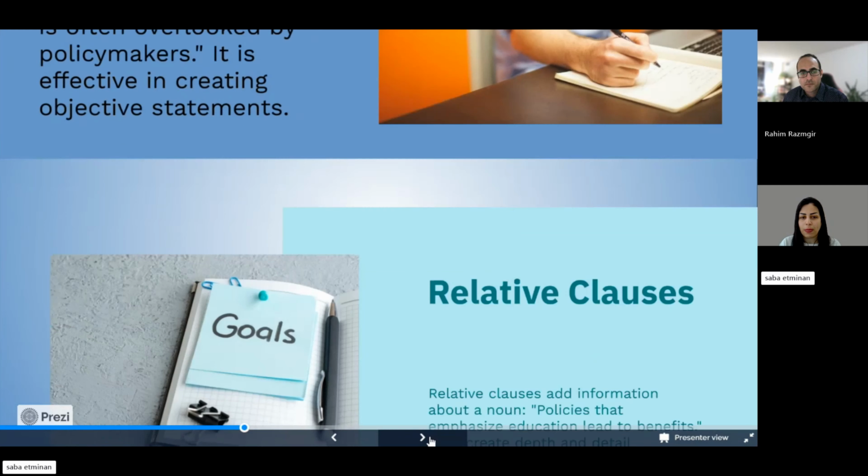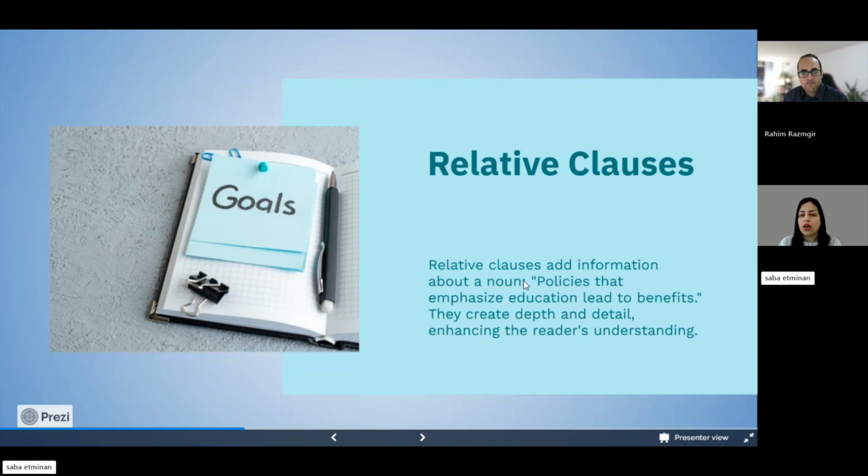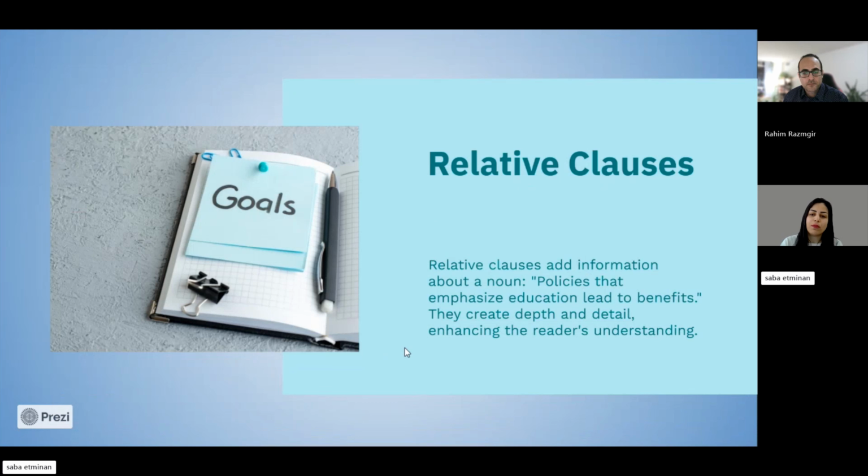And relative clauses. Relative clauses add information about a noun, like policies that emphasize education lead to benefits. They create depth and detail, enhancing the reader's understanding. They're really good to remove any kind of confusion, if we can use them correctly, of course.